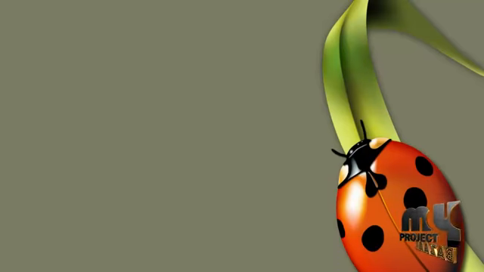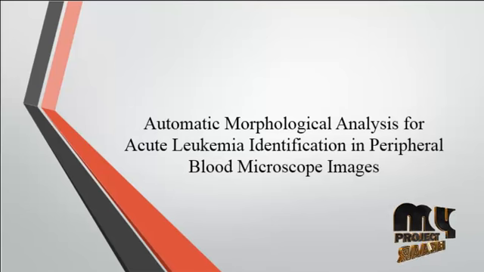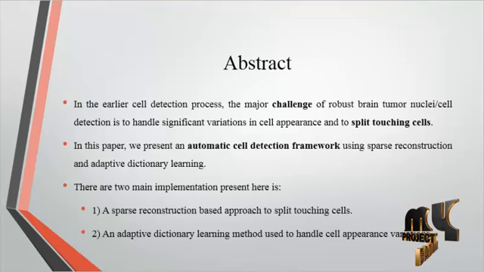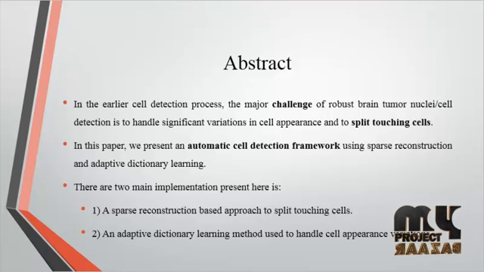Welcome to myprojectbazaar.com. Now we are going to discuss the product, automatic morphological analysis for acute leukemia identification in peripheral blood microscope image. Now we discuss the abstract for the process.